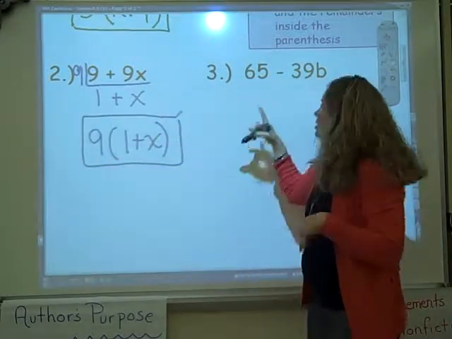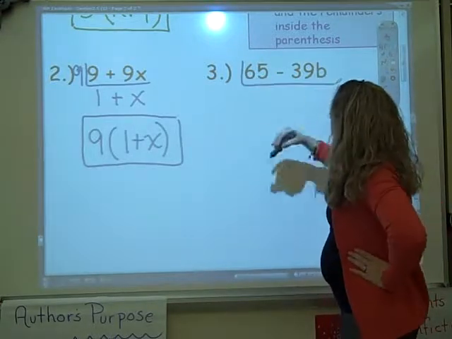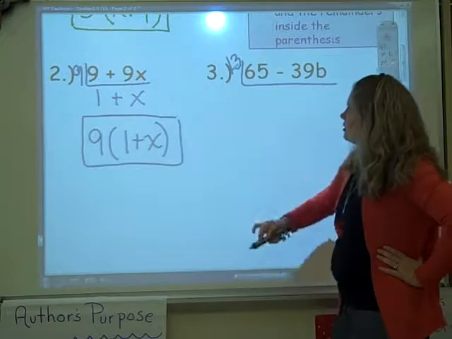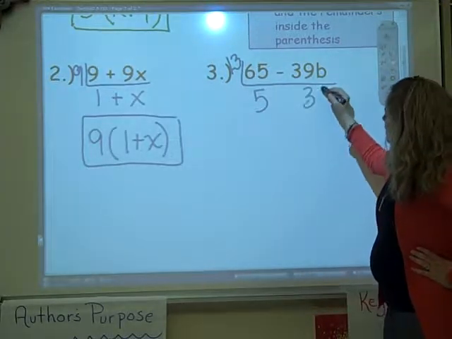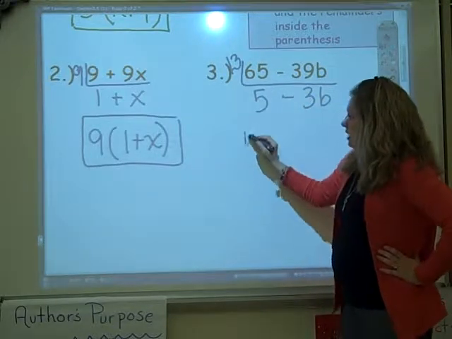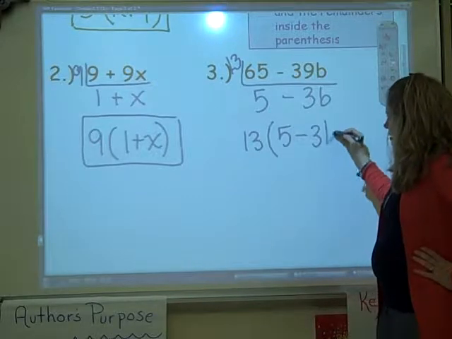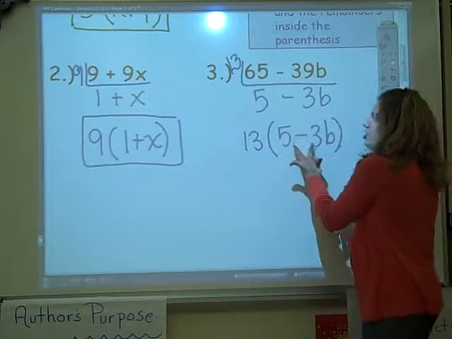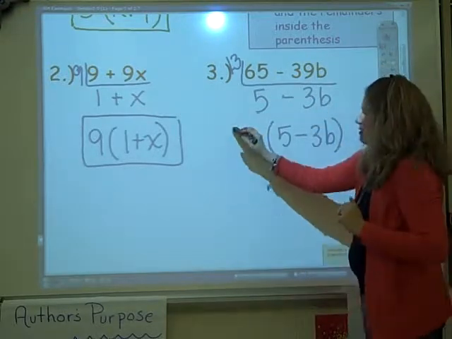That's your answer. This one, 65 and 39b, we could divide by 13. You get 5 here. You get 3b here. Bring down your minus. 13 goes outside. 5 minus 3b goes inside. Notice I did not change the order. It stays in the order given and just is brought down into the parentheses.